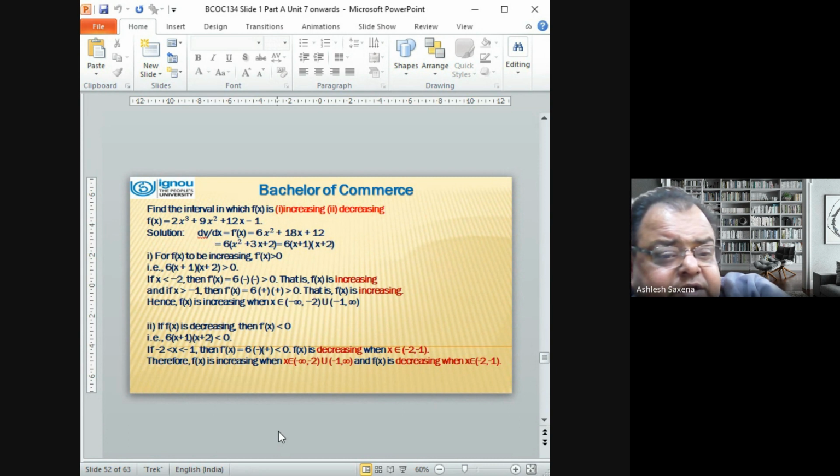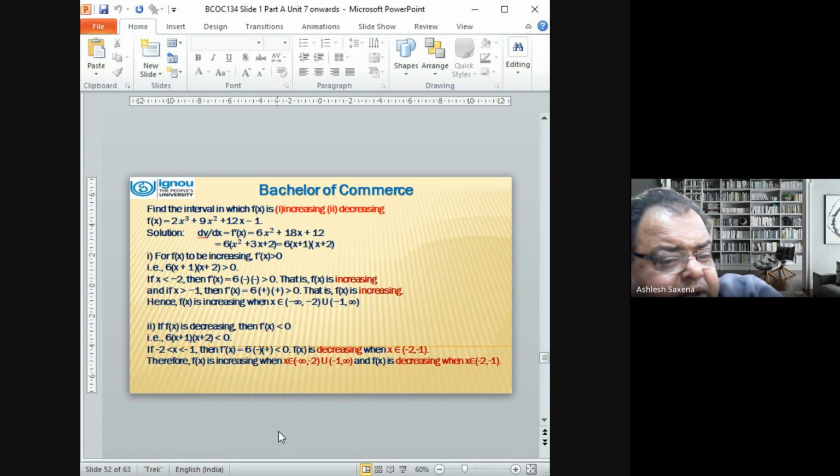Now, if f dash x is greater than 0, okay, your f dash x is 6 into (x plus 1) into (x plus 2) is greater than 0, then what will happen? You just take a number which is less than minus 2. When you take that number, what will happen to the derivative?